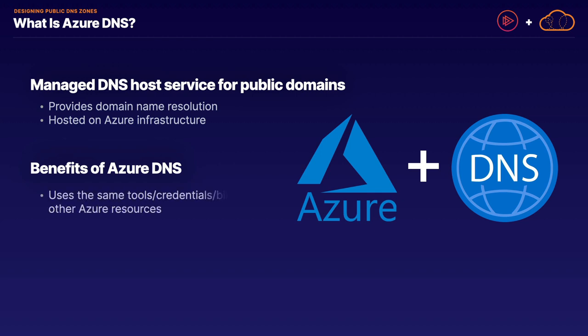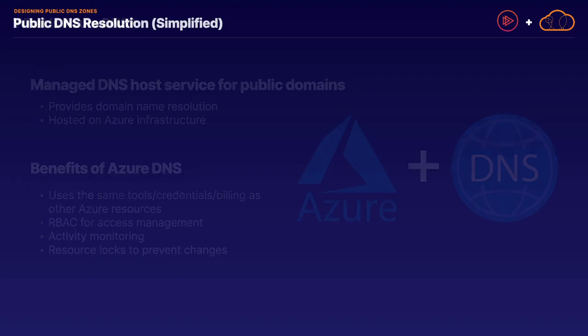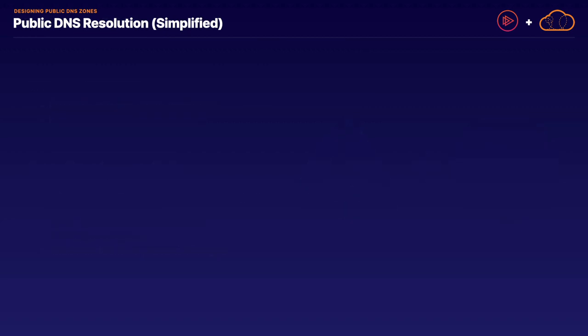The main benefit is that it uses the exact same tools, credentials, and billing setup as the rest of your existing Azure resources. This means that you can use Azure role-based access control for access management to your DNS records. You can monitor who did what with your DNS records with Azure Activity Monitoring, and if you need to lock down your DNS records to prevent inadvertent changes, you can apply resource locks to prevent changes, which is the same type of resource lock you can use across the rest of Azure. So in other words, if you are already using Azure for much of your network resources, using Azure DNS is just a natural fit.